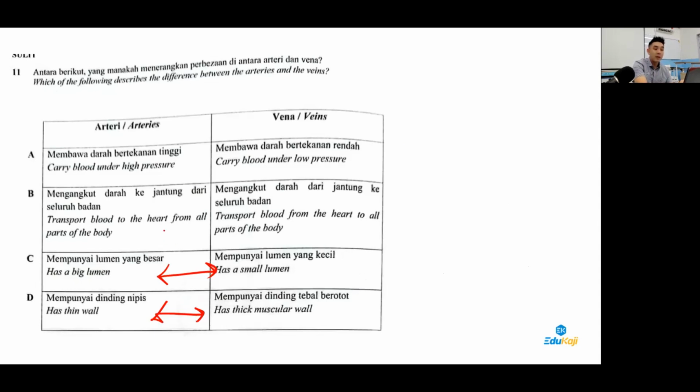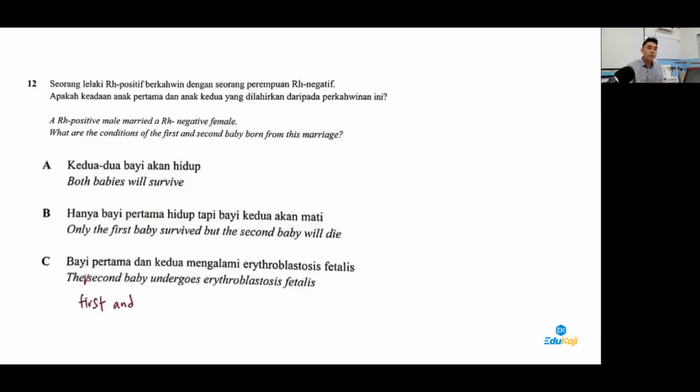Transport blood to the heart. The opposite answer is A. Artery, because it has a small lumen, so the blood is under high pressure. But a vein has a big lumen, so it carries blood under low pressure. 11A. Okay, check.